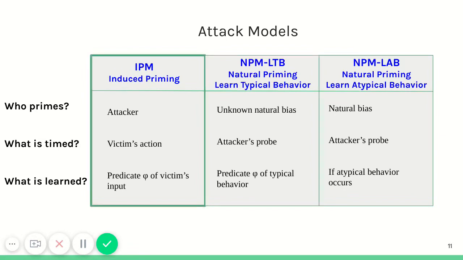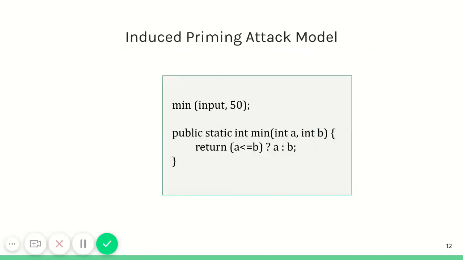The final attack model is the induced priming model. We will be using this model as part of a running example, so we take a moment to introduce it in context of that example. Under the induced priming attack model, the attacker has enough control of the runtime to effectively booby-trap the runtime to prefer a particular program behavior.